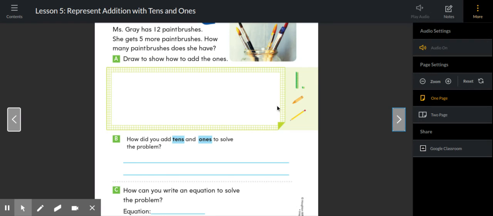Draw to show how to add the ones. All right, so I'm going to draw 12 first. So 12 has 1 ten right there, 1 ten, and 2 ones. So that picture right there represents the 12 that she had to start with. Then she got 5 more. 5 just has 5 ones.